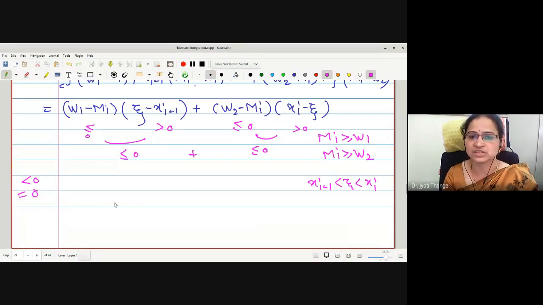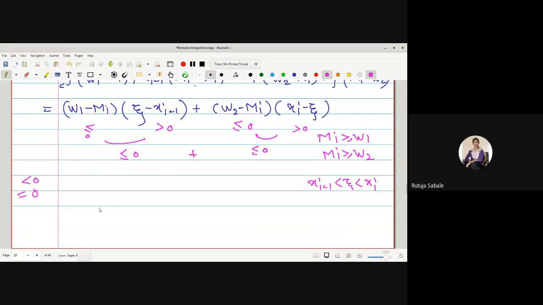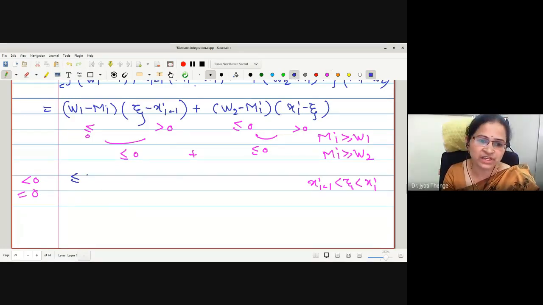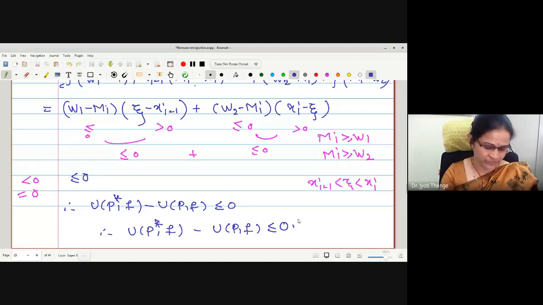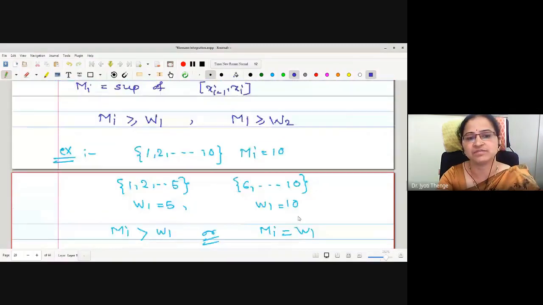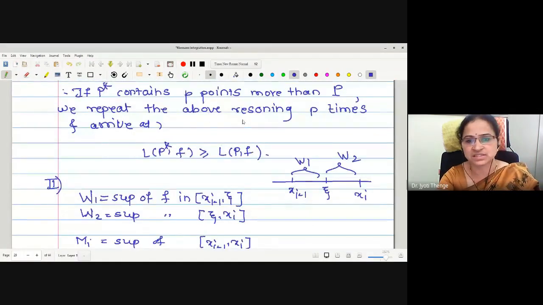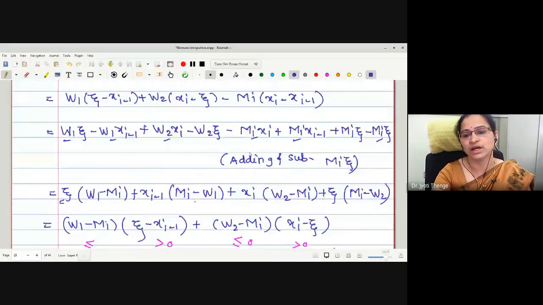What about their addition? Less than or equal to 0. Therefore, totally one can write the discussion is less than or equal to 0. That is UP star F minus UPF is less than or equal to 0, proving the required result. And you have to repeat the statement if there are p points extra. This statement you have to repeat.